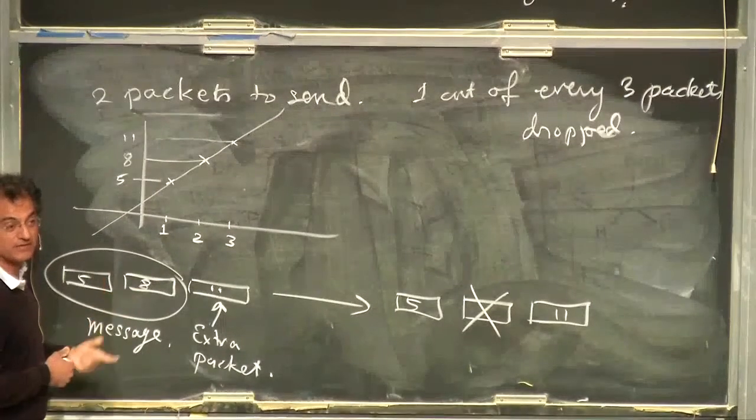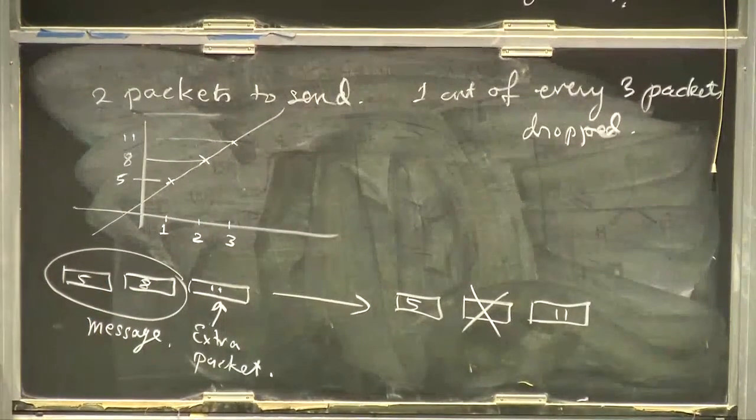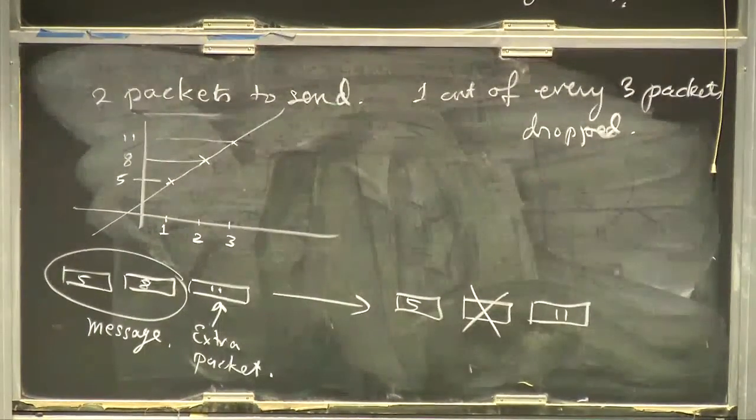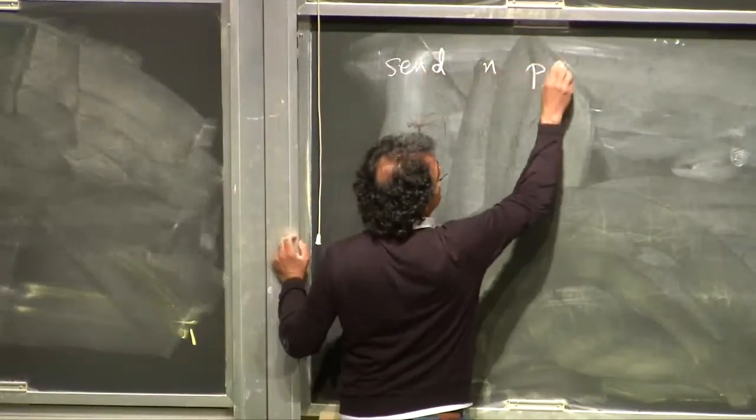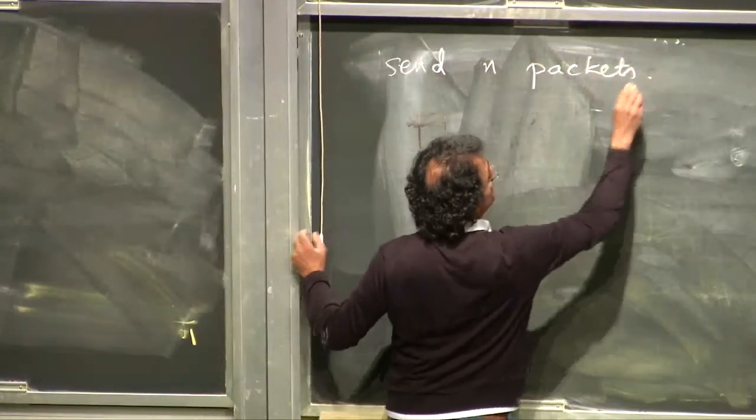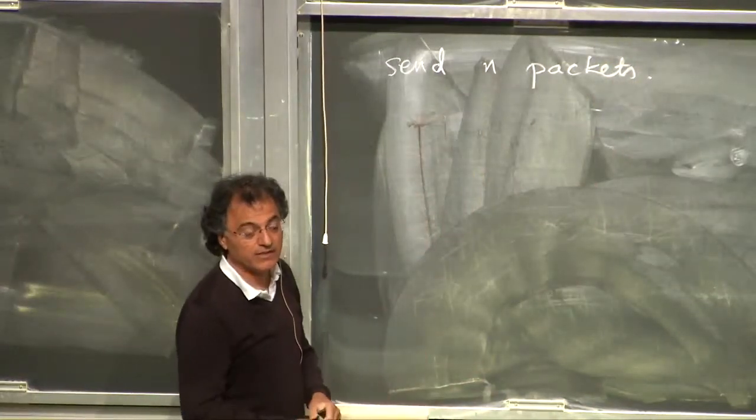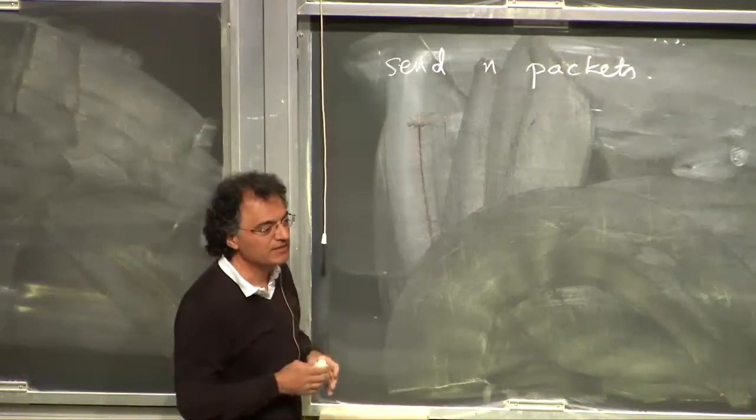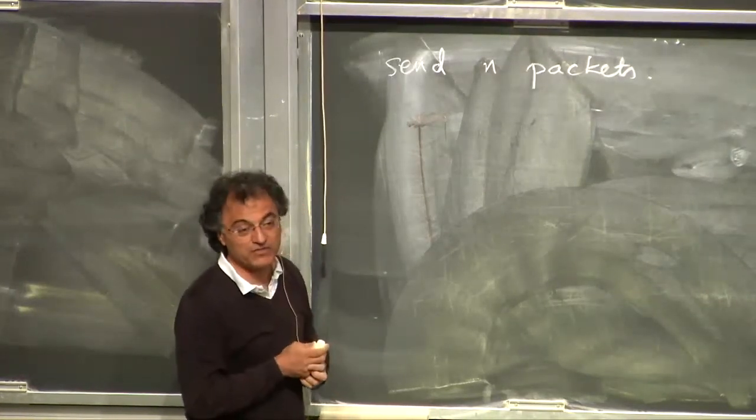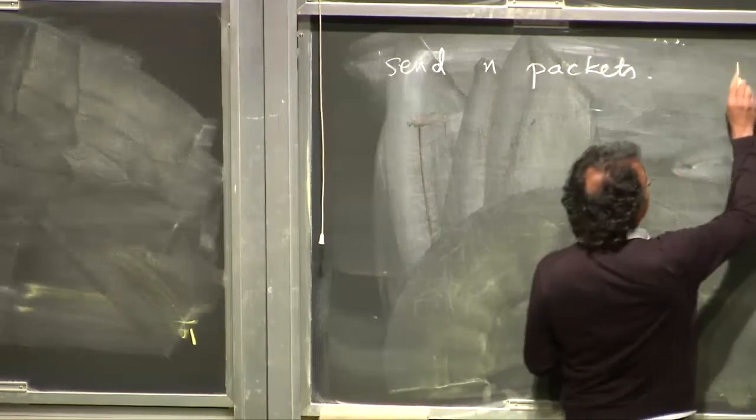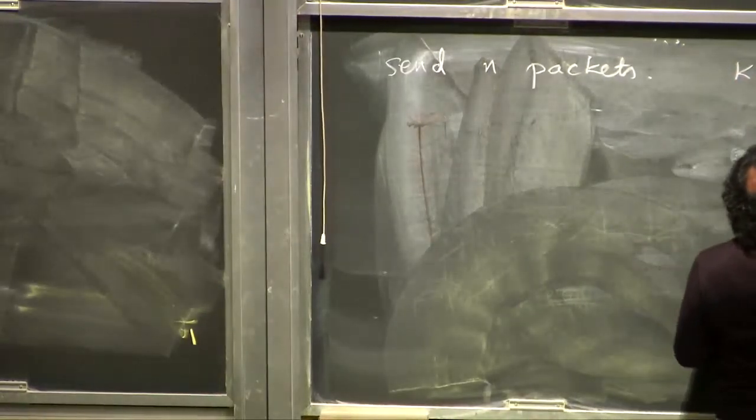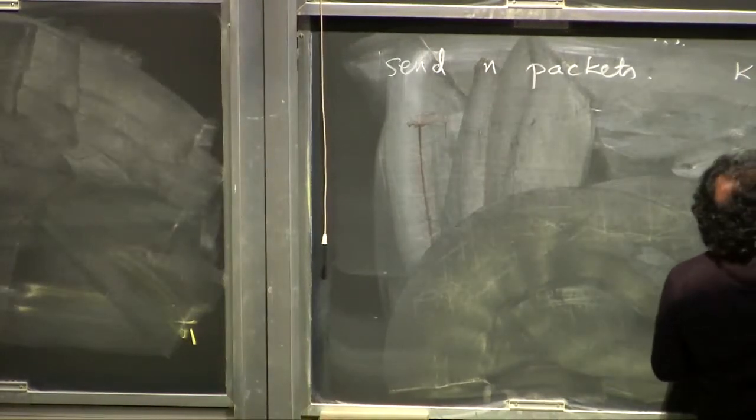Okay. So let's look at the more general situation. Suppose you want to send n packets. And you know that after you send the packets, however many you send, suppose you happen to know that k of them will be dropped. Suppose you know that k packets will be dropped.